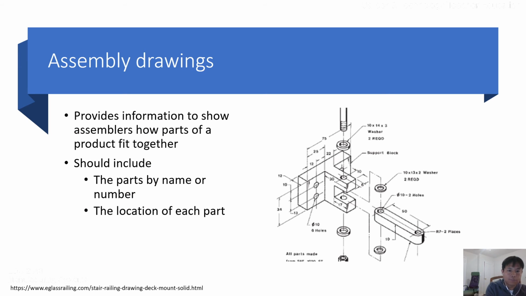And second is assembly drawing. That shows the assembly process as a drawing. It provides information to show the assembler how parts or a product fit together. It includes parts by name or number, like this part, name or number, and the location of each part.